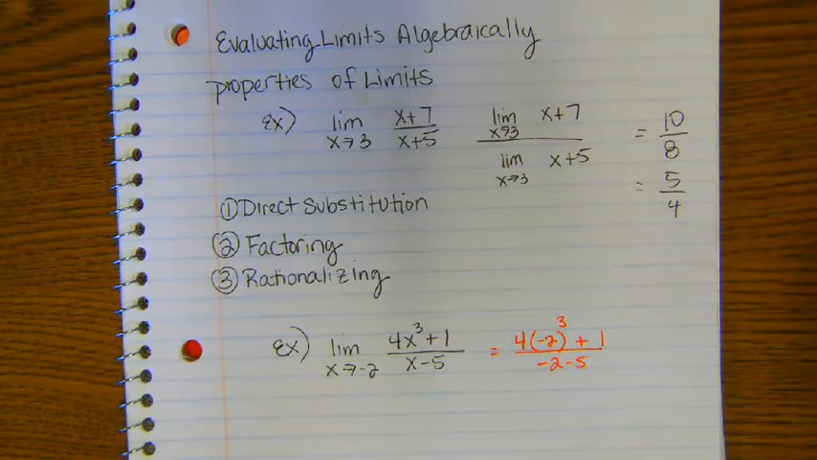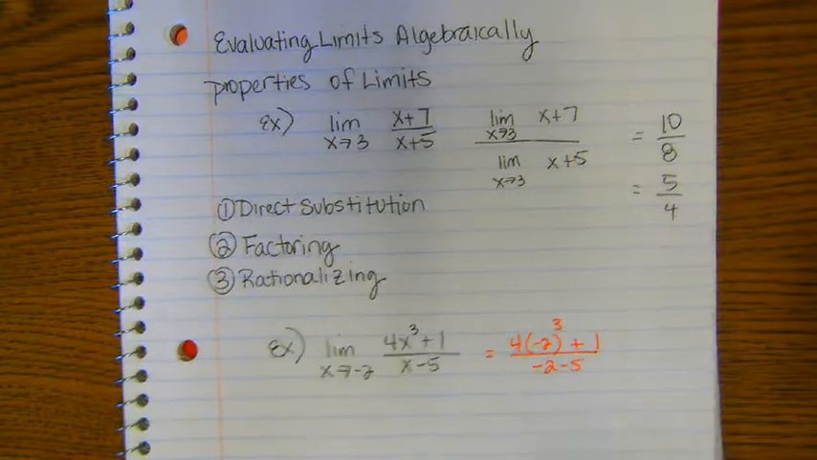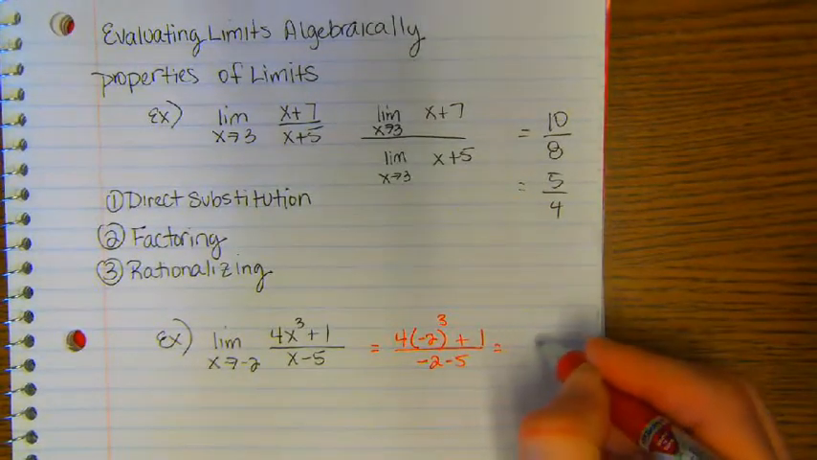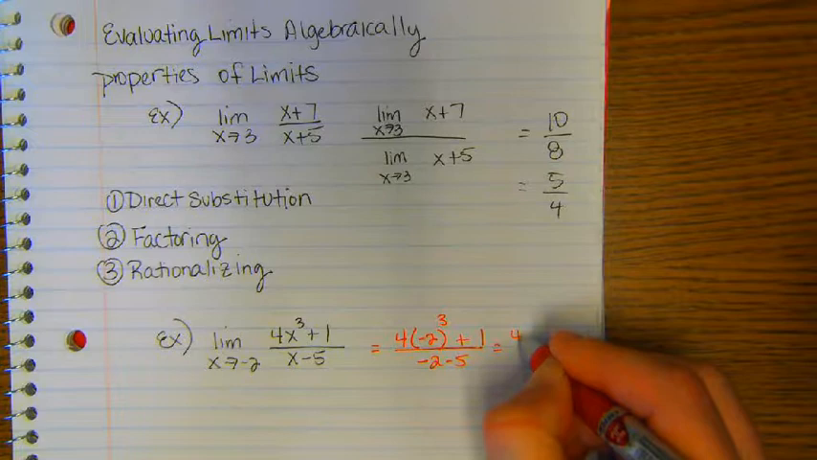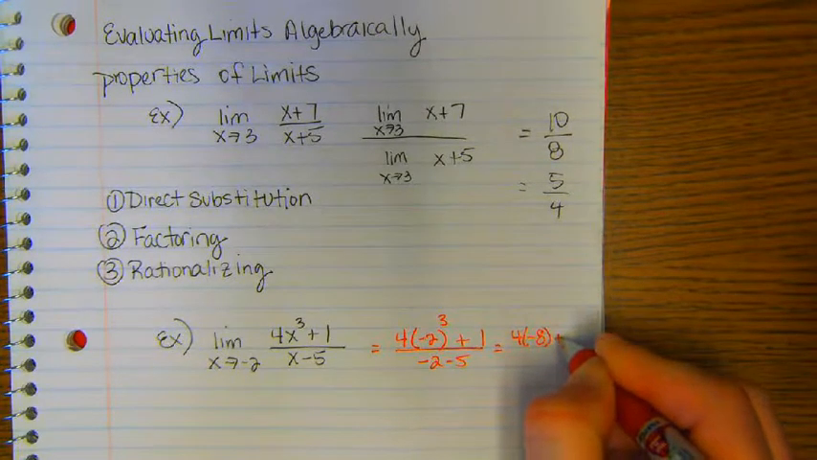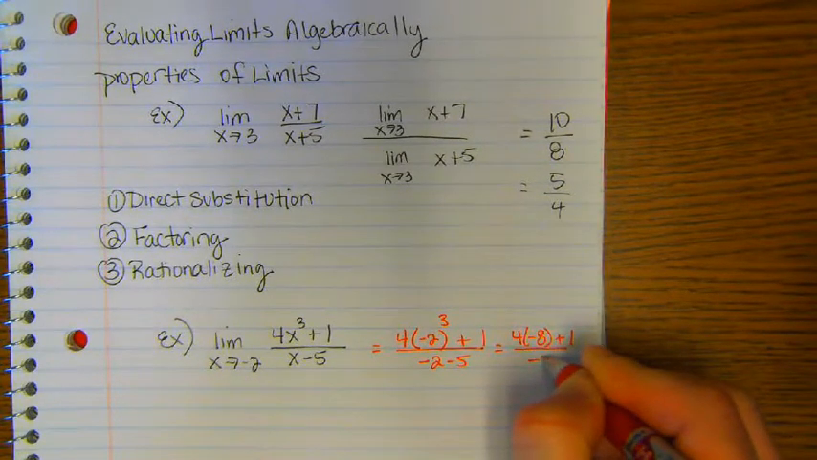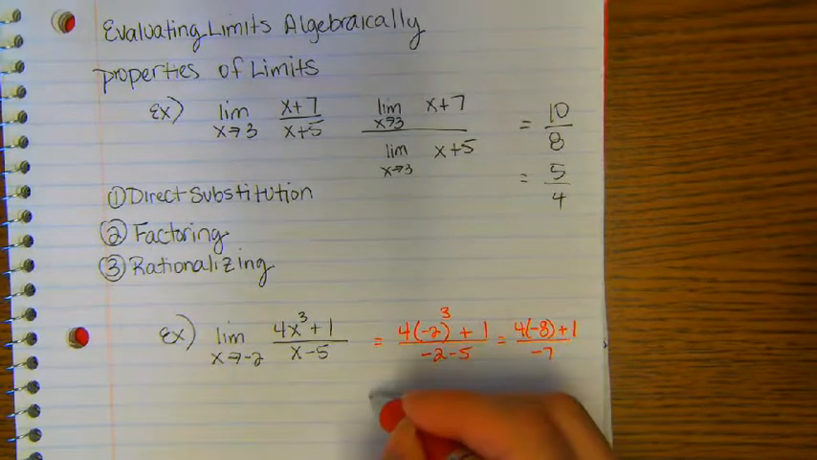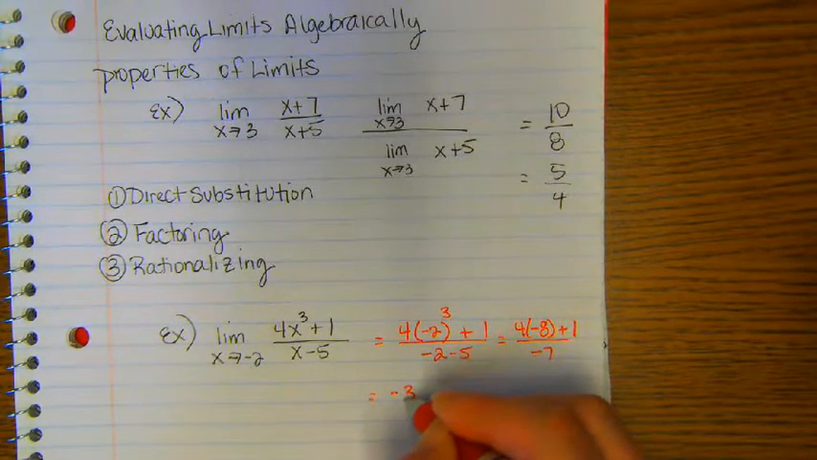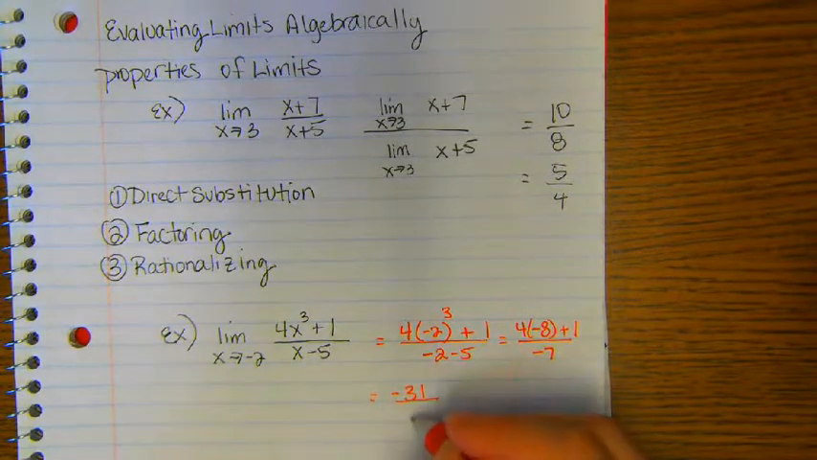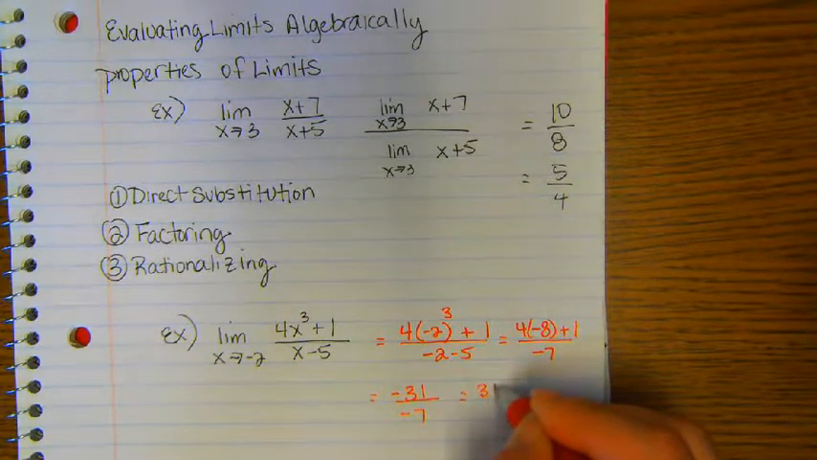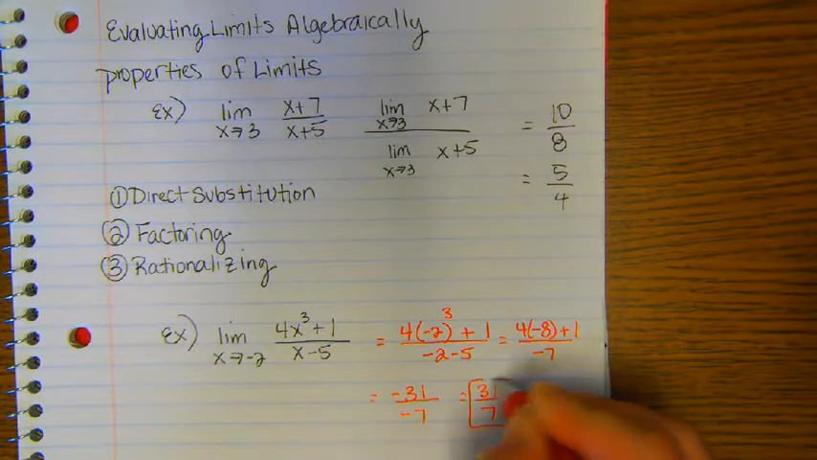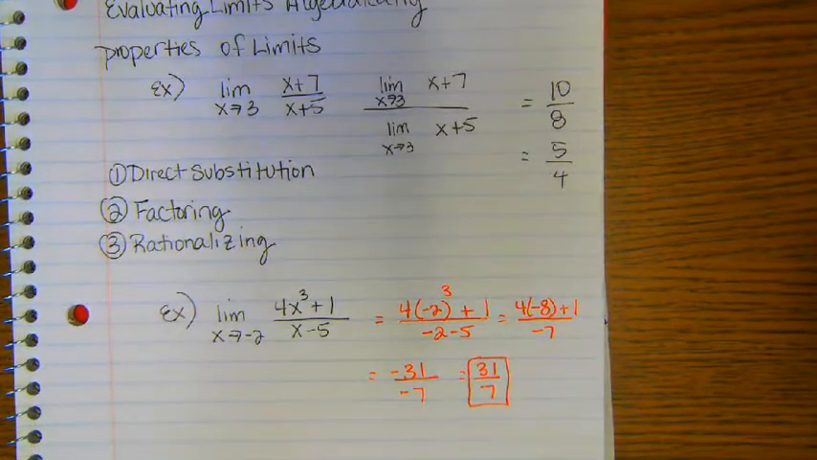Alright, so let's do -2 cubed first. What is that? -8. Four times -8 is -32, right? And -32 plus 1 is? So the limit as x goes to -2 is 31/7. Okay.